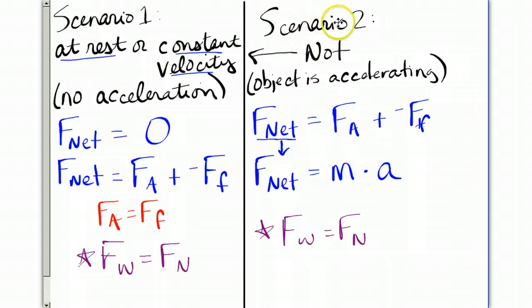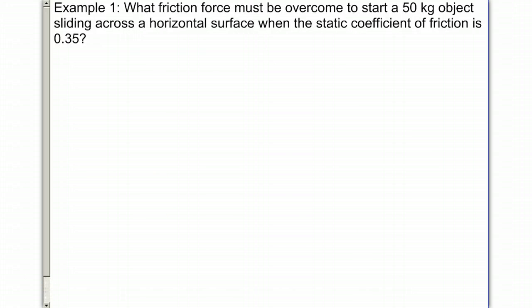So that's our scenario over here on the left. On the right, we have the second scenario where the object is not at rest and not at constant velocity, therefore it's accelerating. So our net force is going to equal the applied force plus the frictional force, which are opposing, so you'll subtract them. And the net force equals mass times acceleration. In this scenario, the weight is still equal to the normal force. So let's look at our first example.